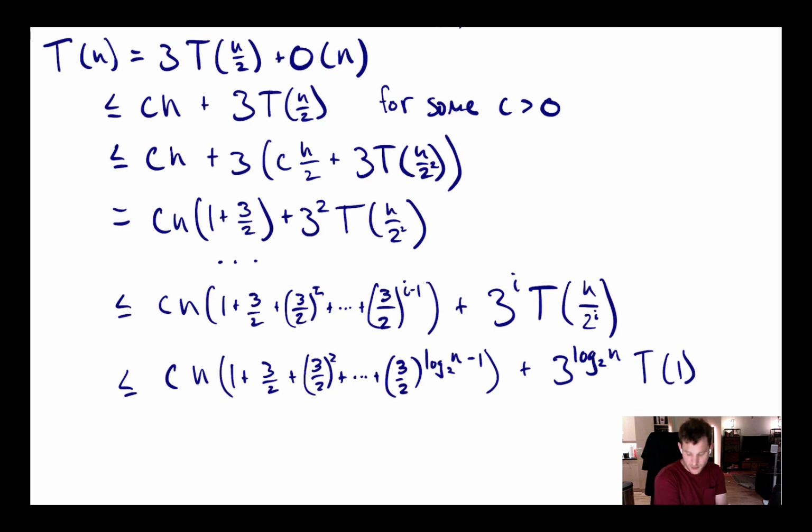Okay, and again, what should I plug in here for i? What I want is to get this thing down to be 1. I can just assume that n is a power of 2. And what I can plug in there is i equals log base 2 of n. So I just plug in i equals log base 2 of n, and this is the expression that I'm left with.